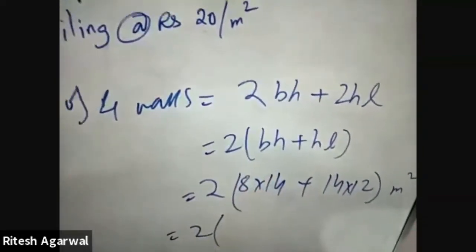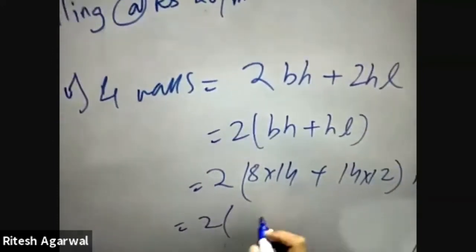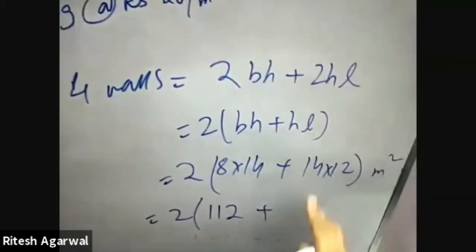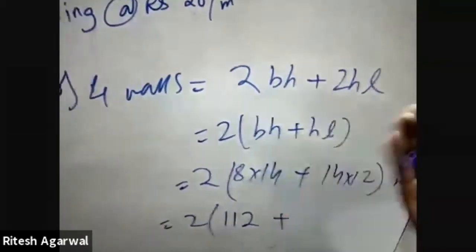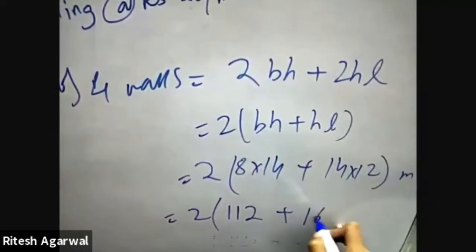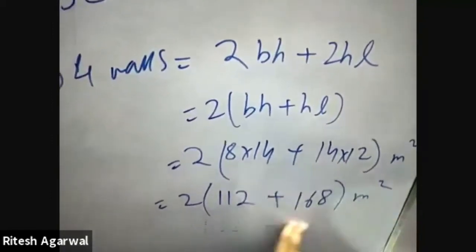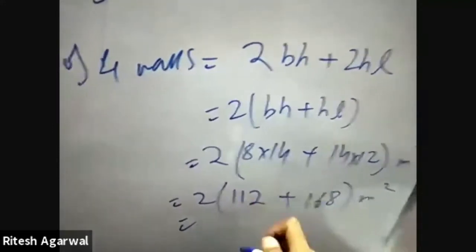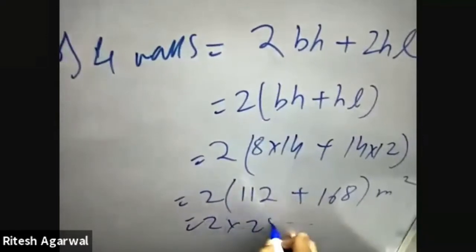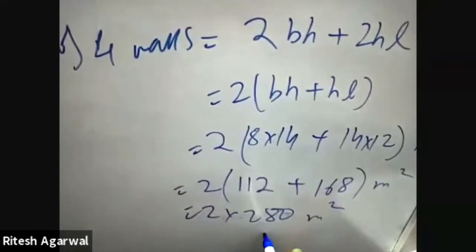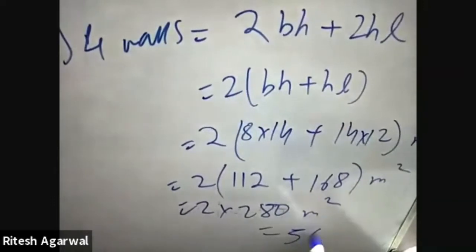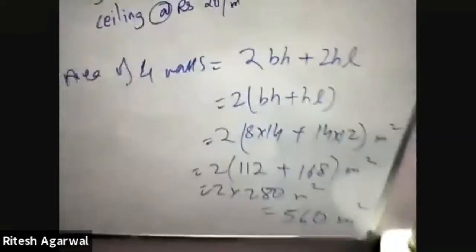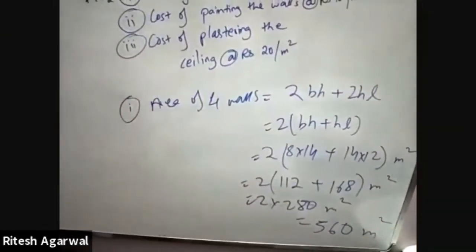14 8s will be 140 minus 28, so it is 112, plus 14 into 12 will be 140 plus 28, which will be 168 square meter. If we add 168 and 112, we will get 280. So 2 into 280, and 28 into 2 is 56, so we will write 56 and add 0. So this is the answer to the first question, the area of the 4 walls.